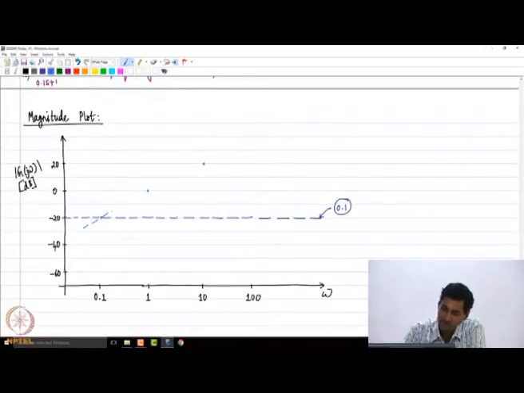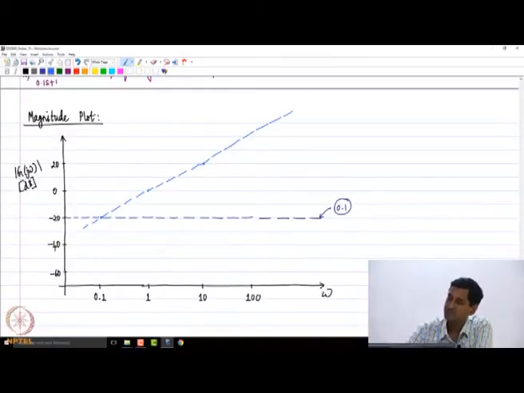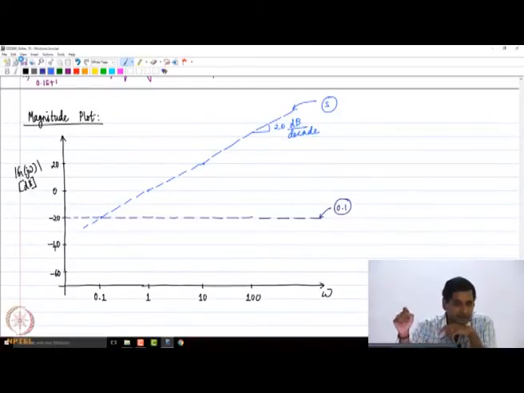So the magnitude plot of the S factor is going to be a straight line which passes through these points and which has a slope of plus 20 decibels per decade. So this is the magnitude plot of S. So this has a slope of 20 decibels per decade. So that's the second magnitude plot. Now we go to the third factor.